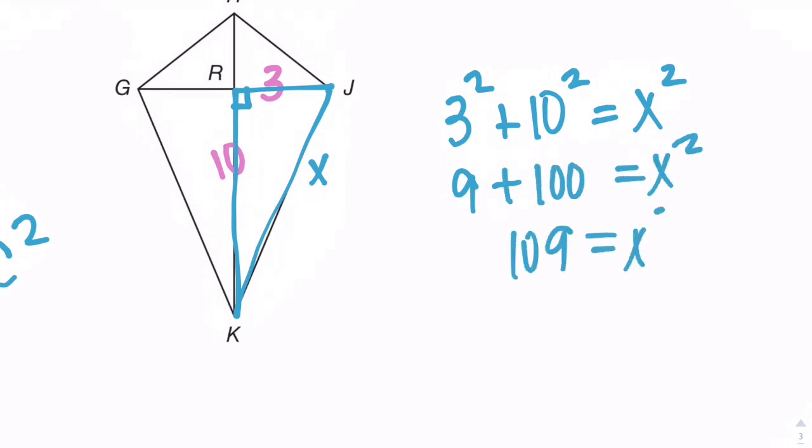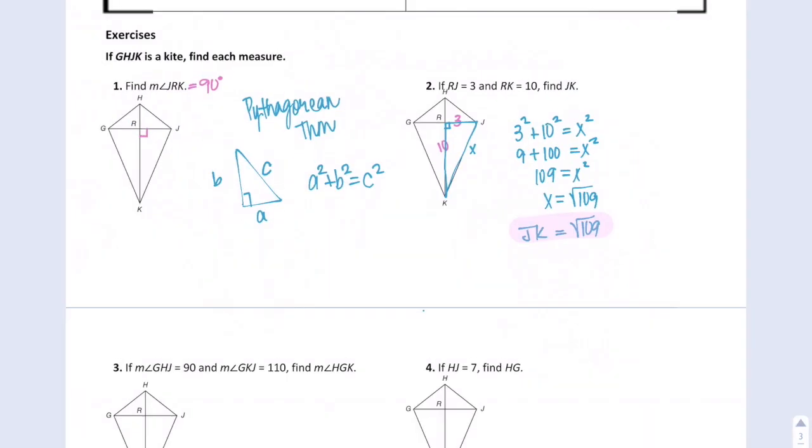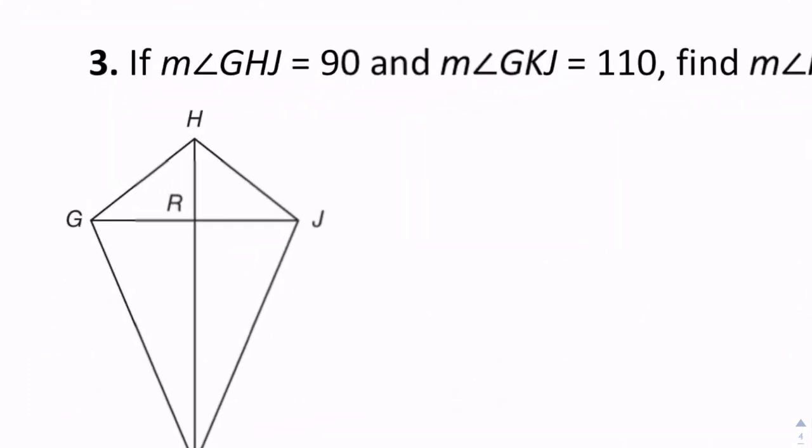109 equals x squared, and that means x is equal to the square root of 109. And if we could simplify that, then we would, but we can't, so JK is just the square root of 109. I'm going to do one more of these with you.